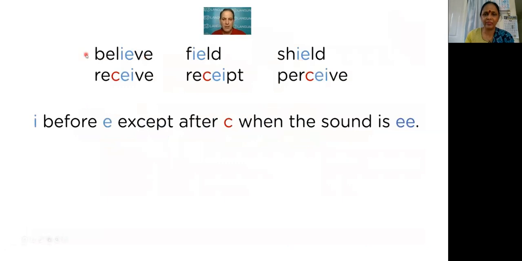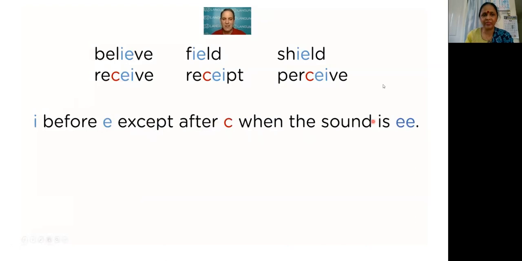But receive, R-E-C-E-I-V-E. Receipt, R-E-C-E-I-P-T. Perceive, P-E-R-C-E-I-V-E. Rule, I before E, except after C, when the sound is E. Believe, B-E-L-I-E-V-E. Receive, R-E-C-E-I-V-E. Rule, except after C, when the sound is E.